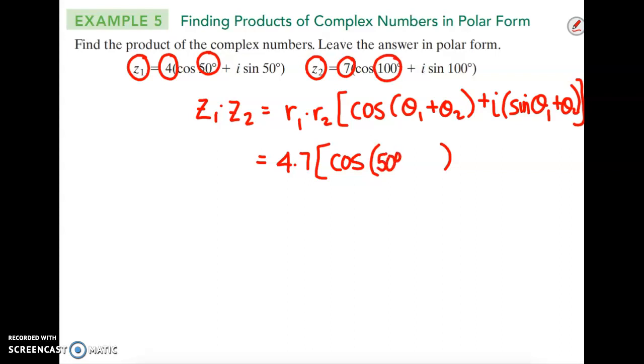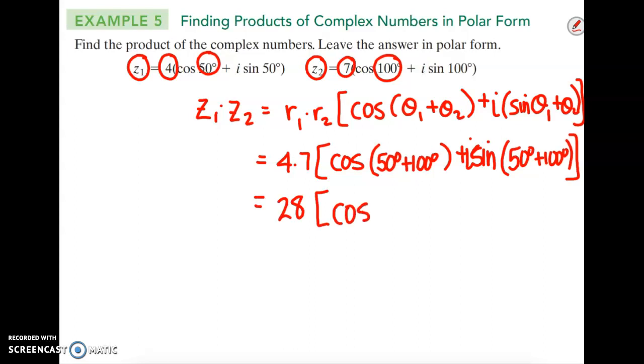So 50 degrees and 100 degrees, plus i sine of, again, 50 degrees plus 100 degrees. Now we're going to simplify it. To simplify it, we're going to multiply 4 times 7 together, which is 28.